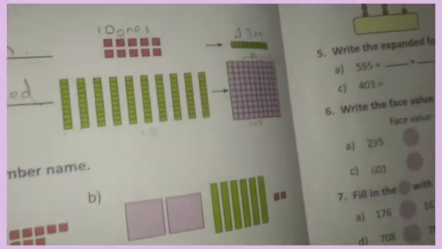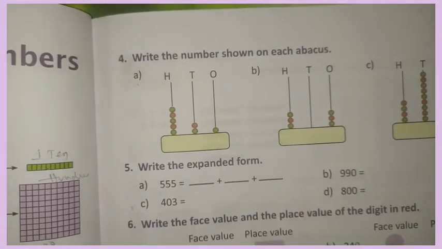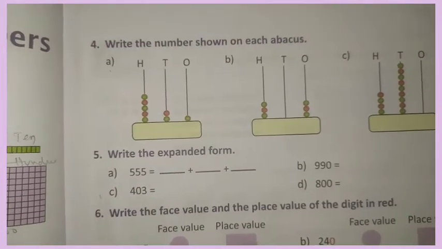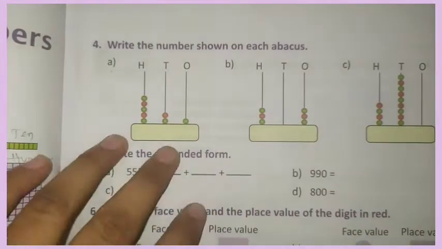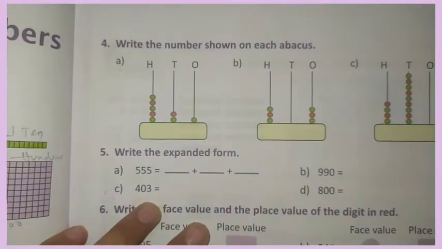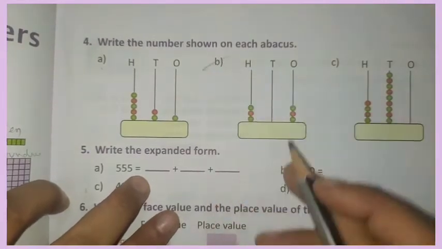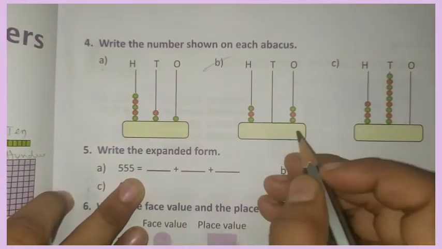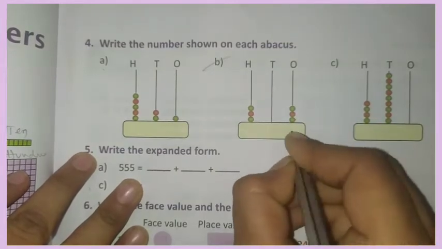Next, fourth bit. Now look at fourth bit. Do you know what this is? These are abacus. Okay, write the number shown on each abacus. Okay, here A, B, C given. I will explain B1. Okay, look here. Very simple. We have to count these balls and we have to write the number here.